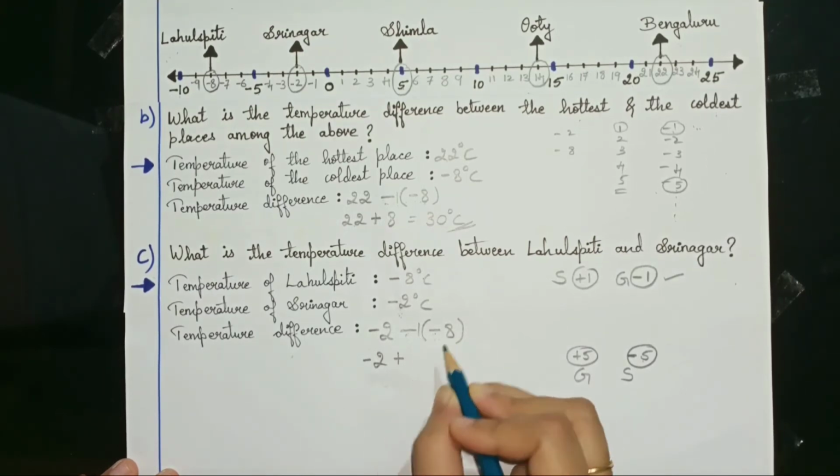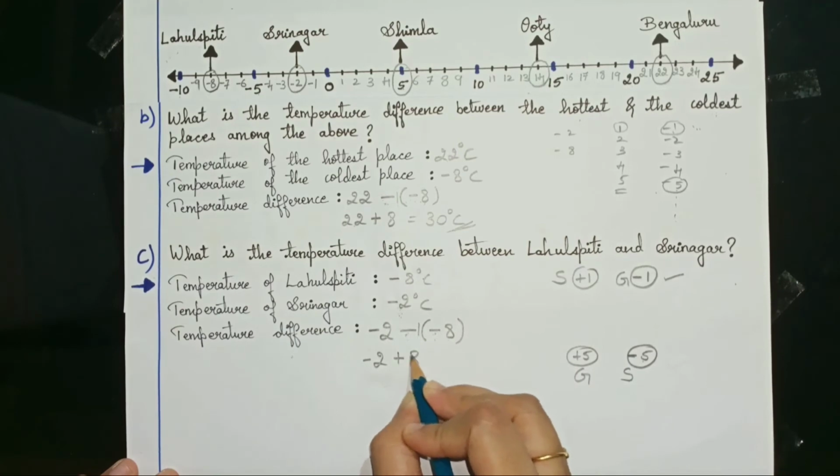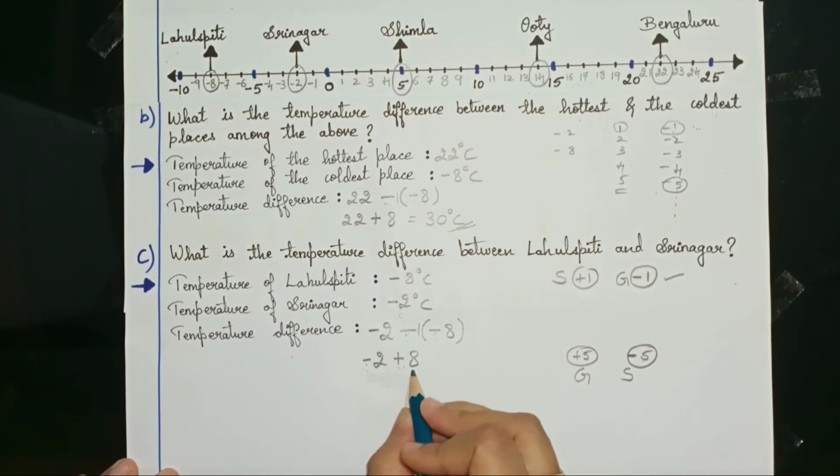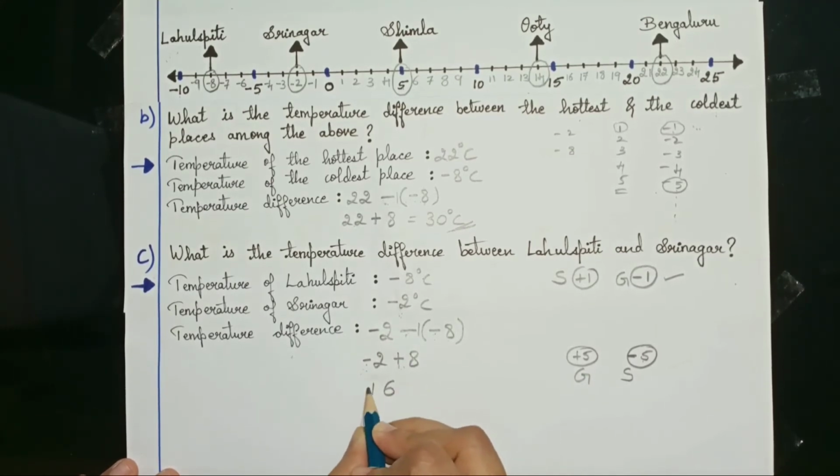Multiply. 1 times 8 is how much? 1 times 8 is 8. Okay, now one sign is negative, one sign is positive. Since both the signs are different, in the answer you have to do subtraction. 8 minus 2, what's the answer? 8 minus 2 is 6. And give the sign of the greater number. The greater number is 8, which has a plus sign, so +6 degrees Celsius is the difference.